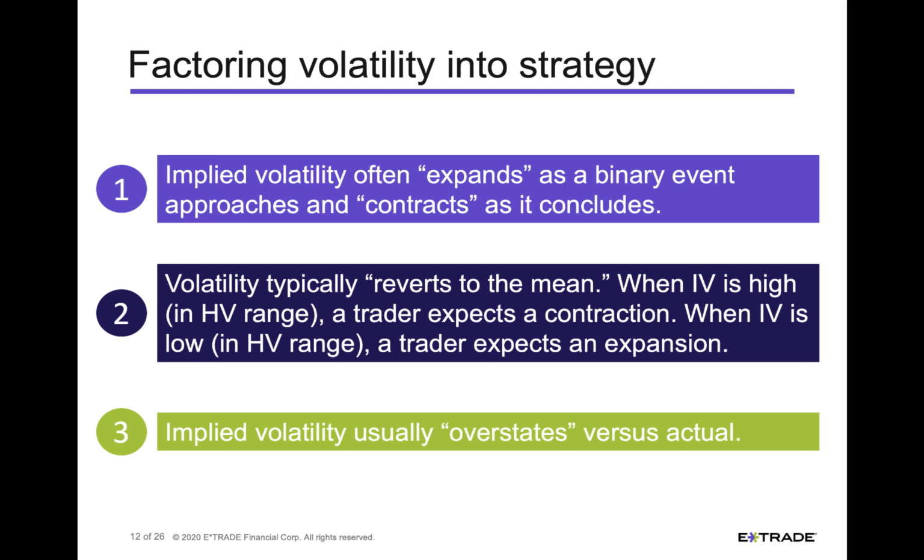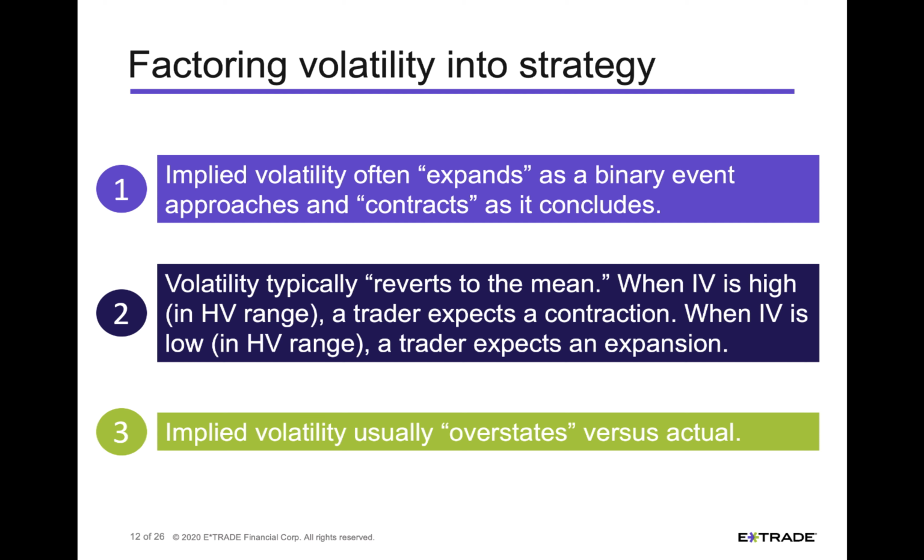The first one is that implied volatility often expands as a binary event approaches. And we just saw that with the previous example. As we get closer to that event, generally speaking, the implied volatility is going to expand, and then it contracts as that event concludes. And again, that's called a vol crush. That volatility usually will evaporate because people were all demanding to buy more options because of what they thought was going to happen right around that event.